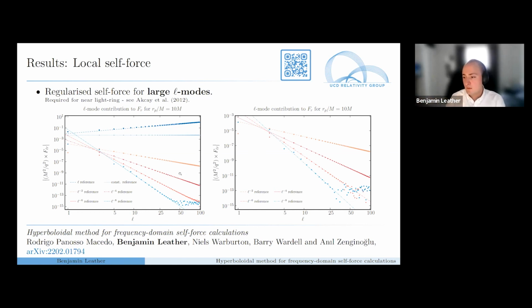So that's the main advantage, being able to go into the regime near the light ring. But it's also just a demonstration that we can handle more extreme cases and more difficult sources than one would normally be able to. Does that answer your question, Daniel?